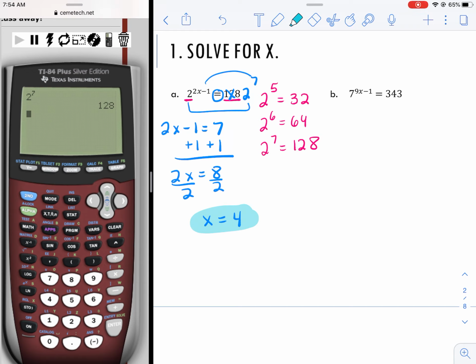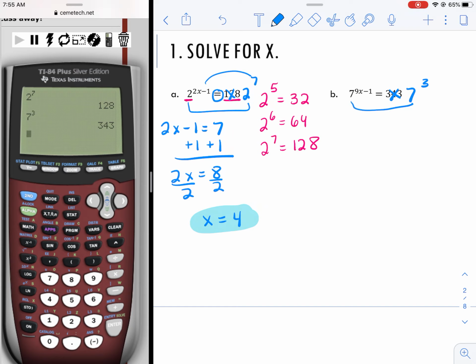Okay, so for the next problem, 7 to the 9x minus 1 equals 343. So we're going to try to rewrite 343 with a base of 7. We know 7 squared is 49, so let's try 7 to the 3rd. Notice 7 to the 3rd is 343, so we're going to cross out the 343 and replace it with 7 to the 3rd power.